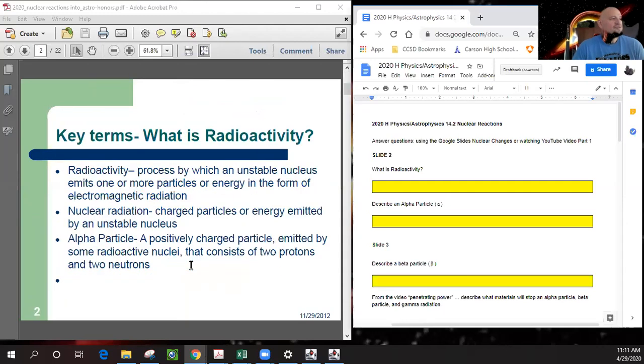So on slide 2 here, asking some questions, what is radioactivity? And you want to go ahead and explain it in the yellow box here. What's an alpha particle? Okay, and I should go ahead and maybe describe what an alpha particle is. And let me go ahead and do some annotations here. Let's put this up to the top here.